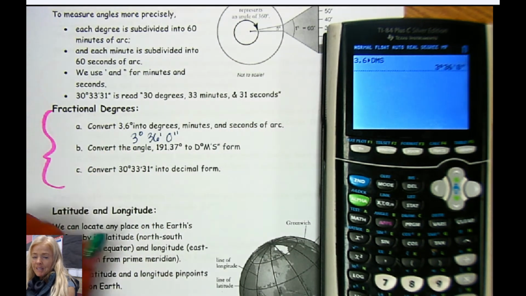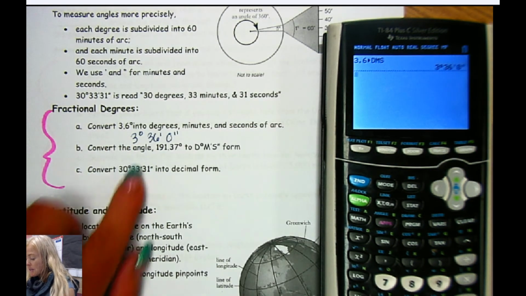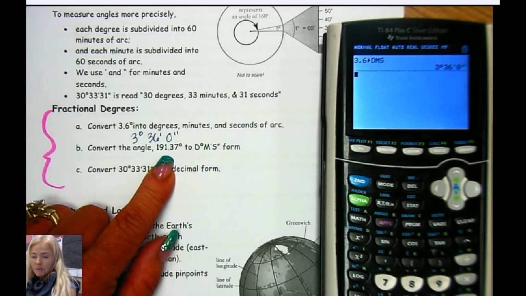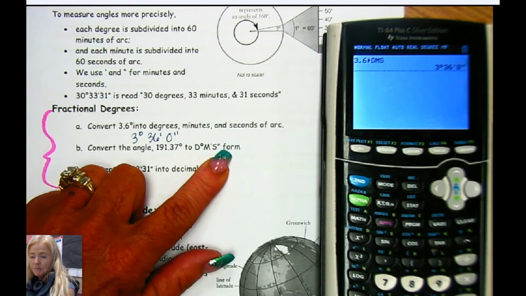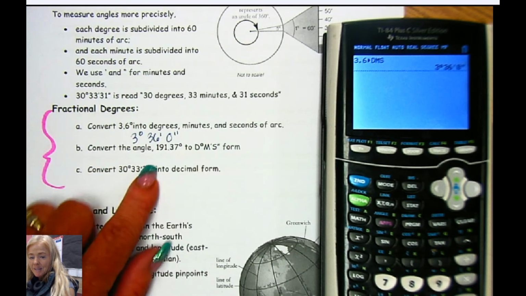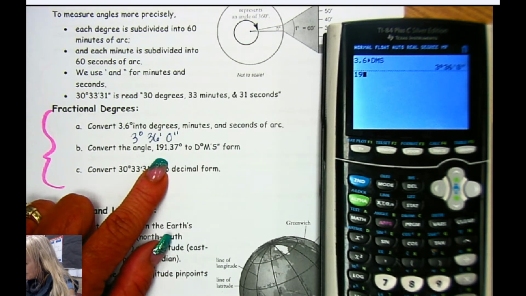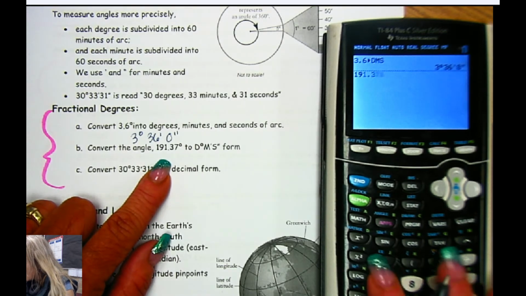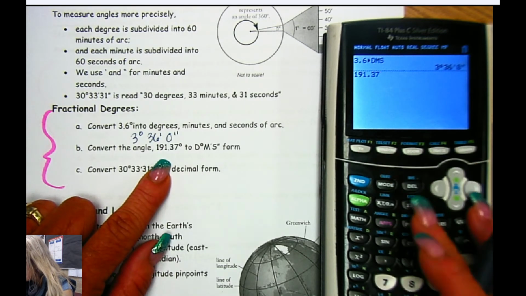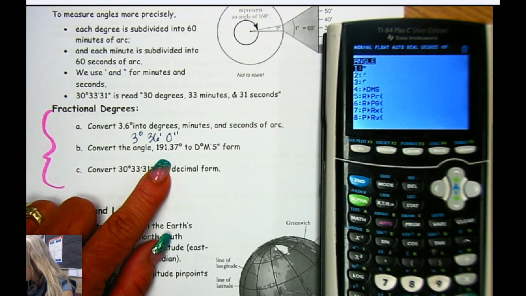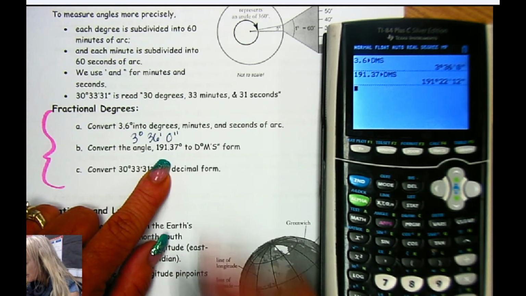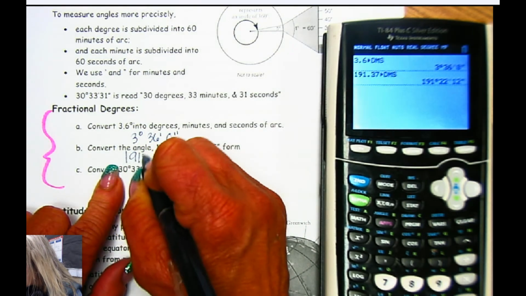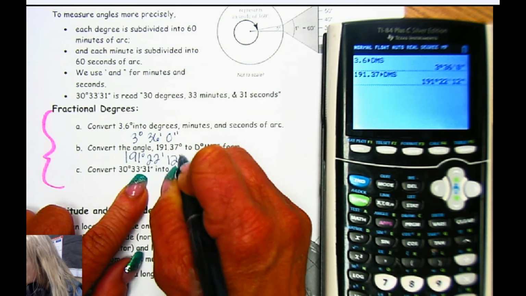So that breaks it down into DMS. We'll try another one. So we're trying to convert 191.37 degrees into DMS form. Notice how it's degrees, minutes, seconds. So 191, we'll type that in first, 0.37, and then we'll go to our angle menu and hit 4 for DMS form. And yep, that's what we want to do. So we hit enter, and that's 191 degrees, 22 minutes, and 12 seconds.